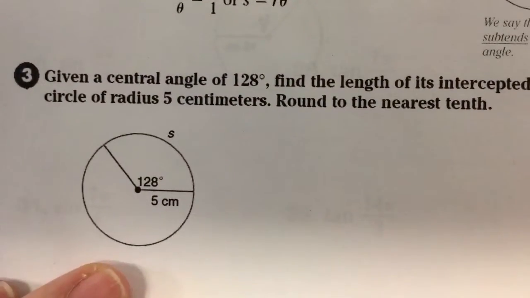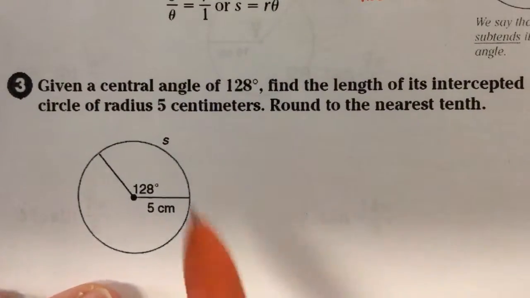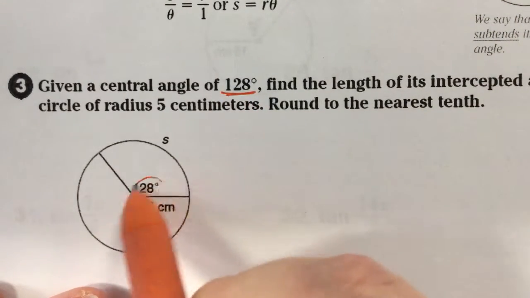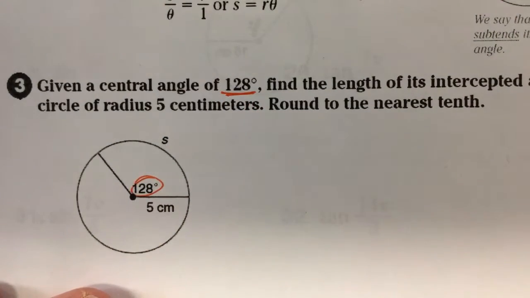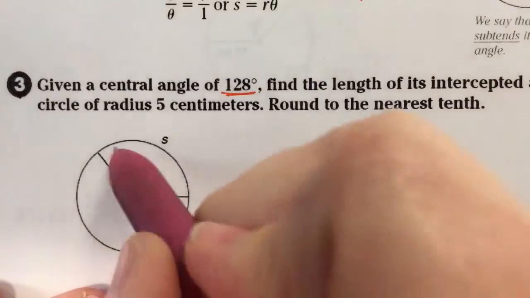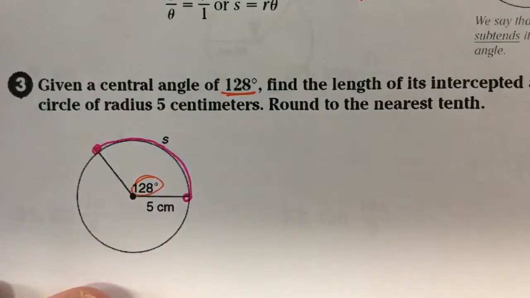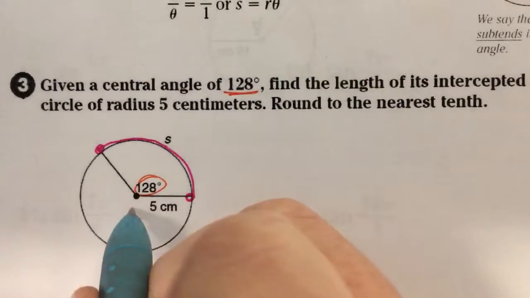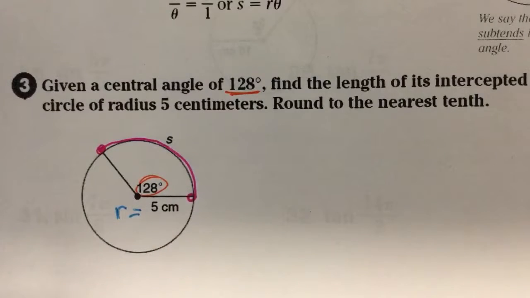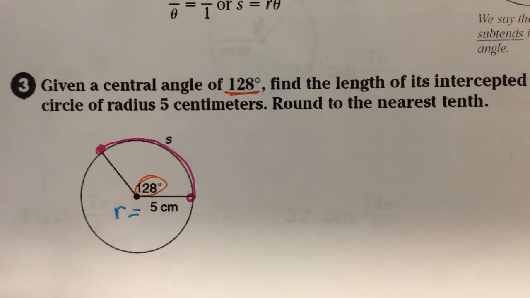All right. So given that the central angle is 128 degrees, find the length of the intercepted arc. So what they're wanting to know is this distance from here to here. They tell us that the radius is 5. So here's our radius. And they want this to the nearest tenth.